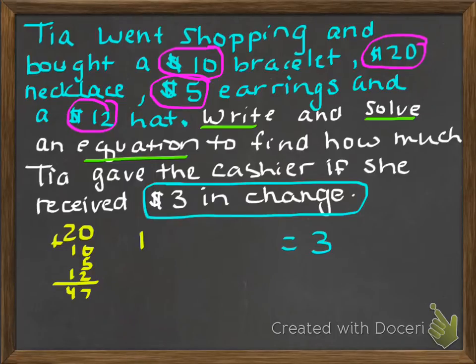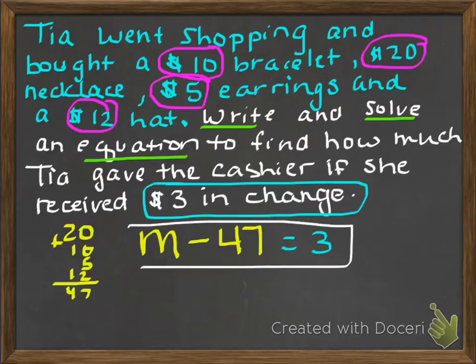So now we're going to say, okay, we started with a certain amount of money, and then we subtracted the $47, and then we were left with $3 and change. So this would be the first part of my answer right here. So on the answer line, I would write m minus 47 equals 3. So now I'm going to go to the next screen so that we can show you the work to solve the equation.